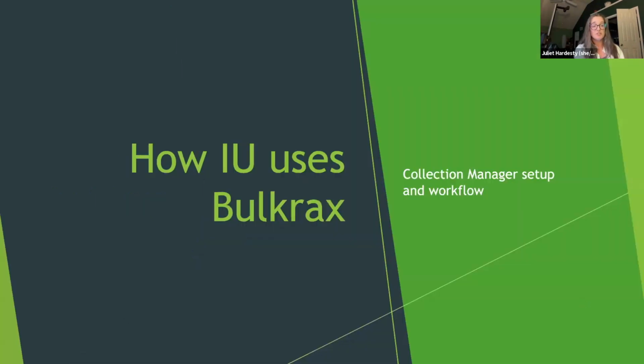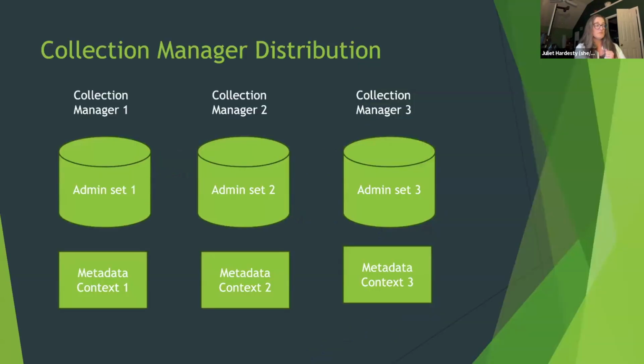So now I want to share how we're using Bulkrax in our workflow with our collection managers. So each collection manager has a repository of unique works that's essentially managed by a single administrative set with a single metadata context. So it's the bucket for all unique works, and that bucket has metadata properties defined for that set of unique works. So we work with each collection manager to establish those metadata properties that they want to use for description for their set of works.